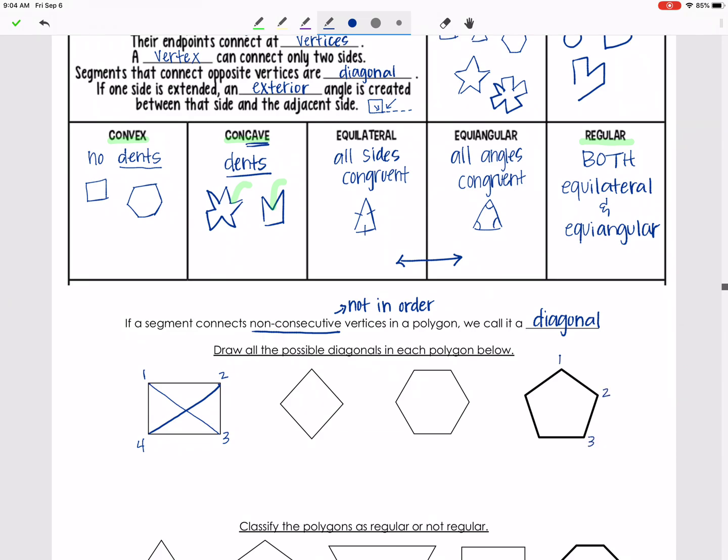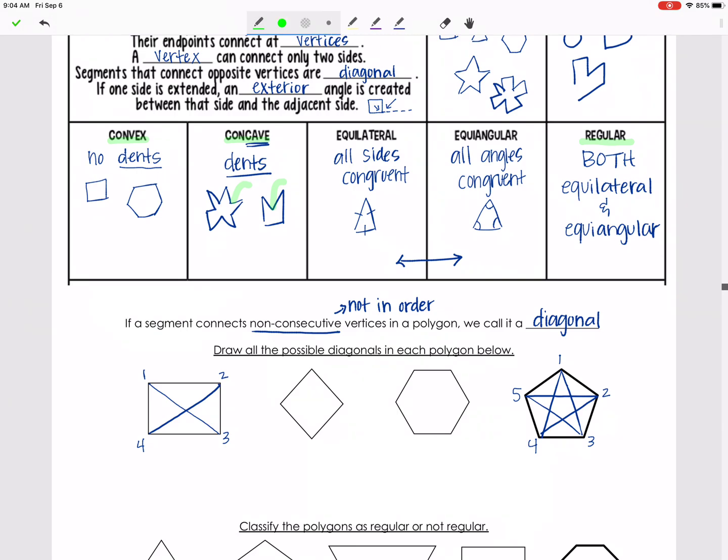All right, if we name the vertices, sometimes that just helps to keep up with the diagonals. We obviously can't connect 1 and 2, but we could connect 1 and 3. We could do 1 and 4. Can't do 1 and 5. We could do 2 and 5, 2 and 4. We could do 3 and 5. We've already done 3 and 1. And now at this point, we've connected all the possible options.